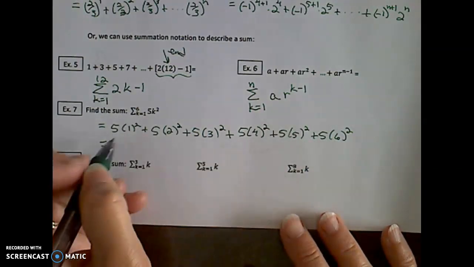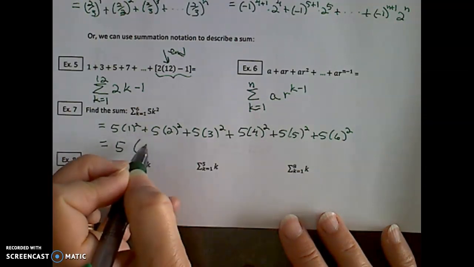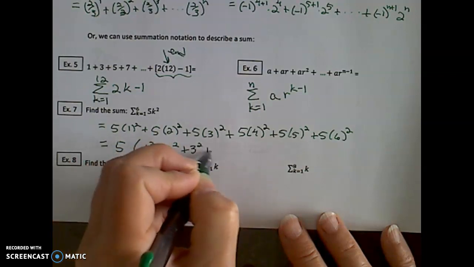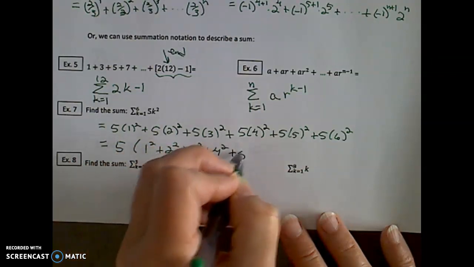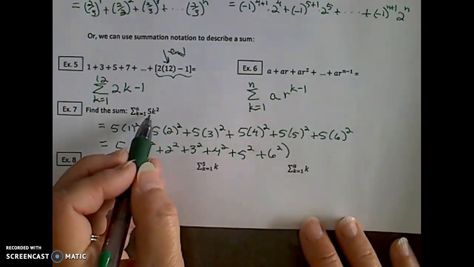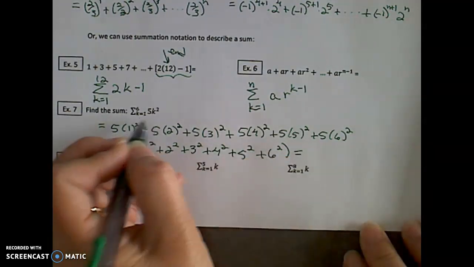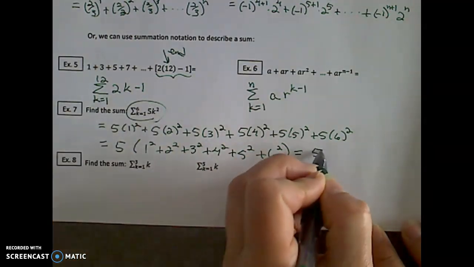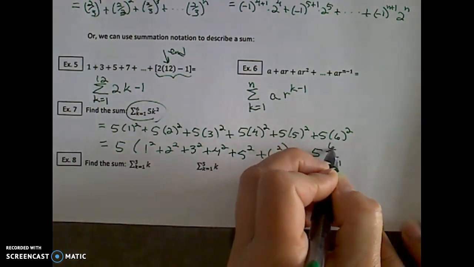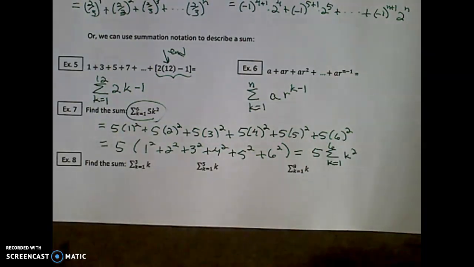I notice I have a 5 in each of those terms. I could factor out a 5 and then write this as 5 times 1 squared plus 2 squared plus 3 squared plus 4 squared plus 5 squared plus 6 squared. So really that means I could have factored out that 5 from that sum right away. We're going to see this when we turn the page. So this is the same as 5 times the sum from k equals 1 to 6 of k squared, of just squaring numbers. That's a property we'll see in a minute.